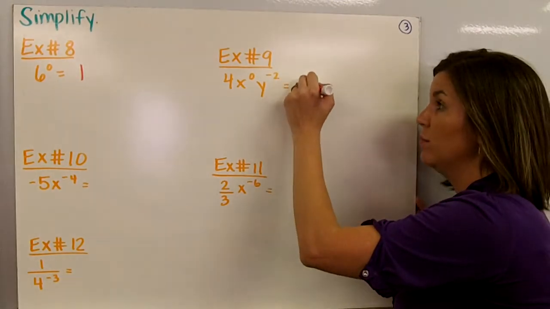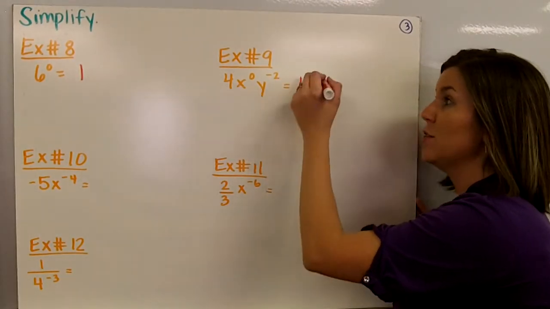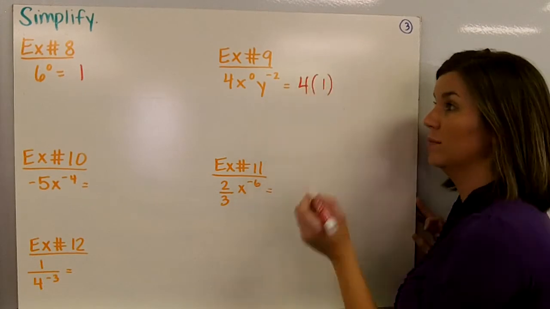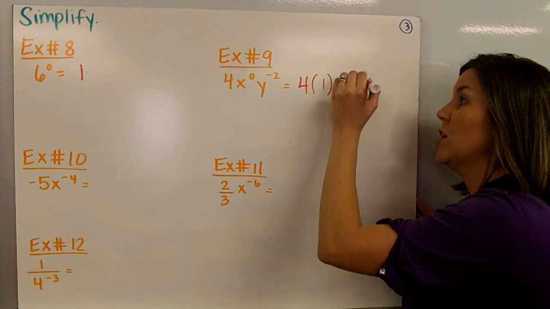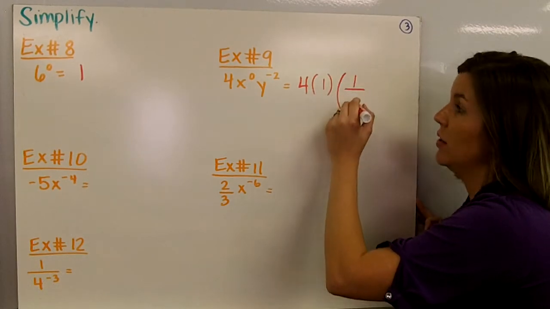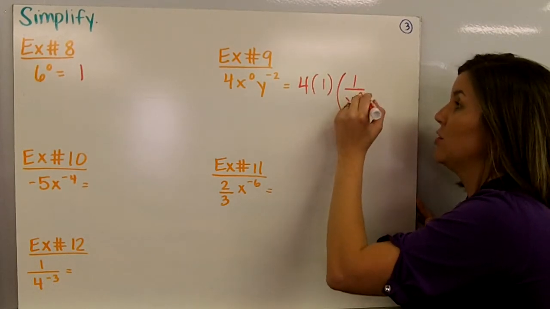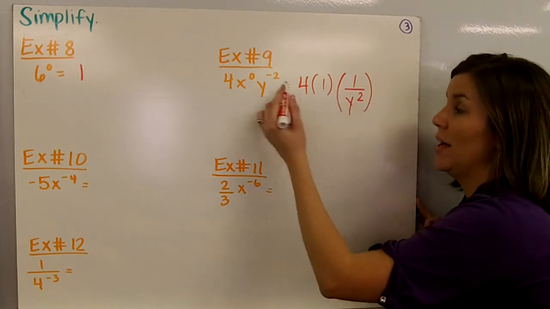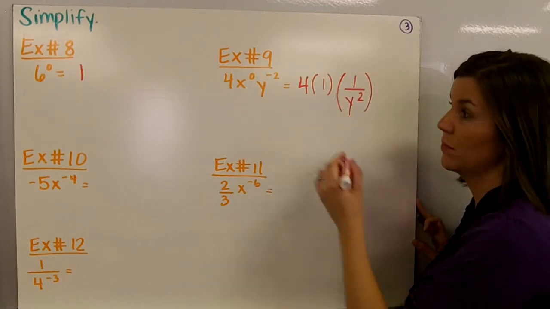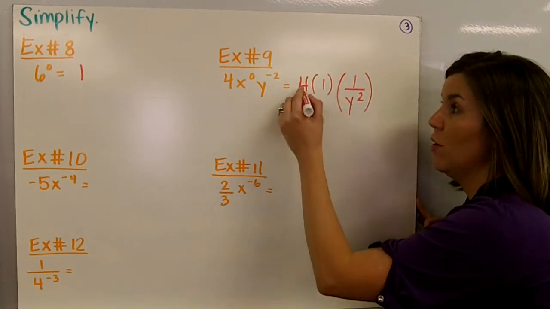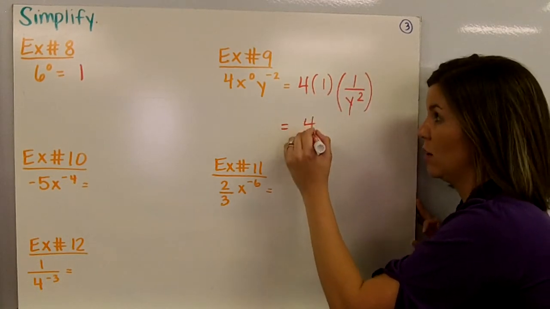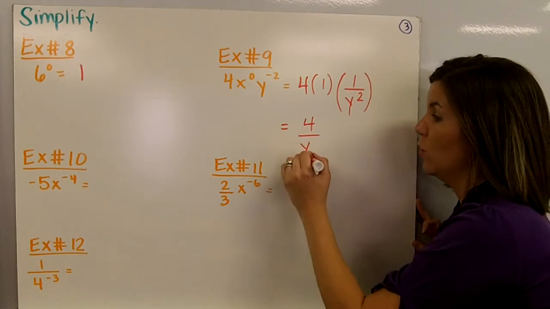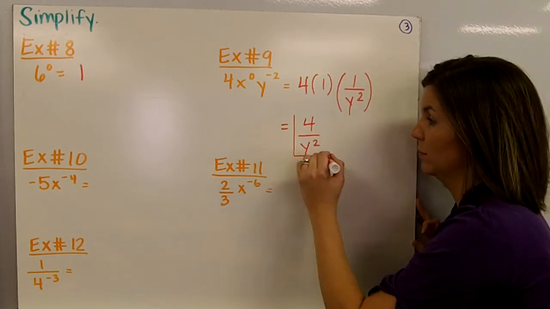So we have 4. x to the 0 power is 1. y to the negative 2 power is going to become y on the bottom and a positive 2. So 1 over y to the second. We can multiply this together. 4 times 1 is 4, times 1 is 4, over y to the second power.